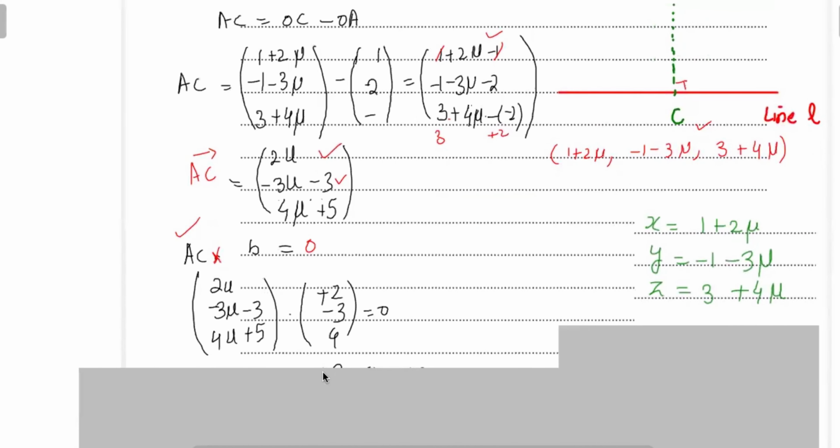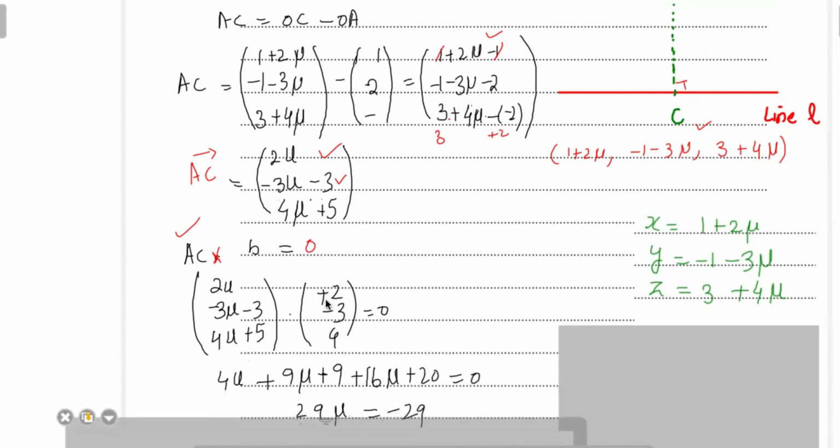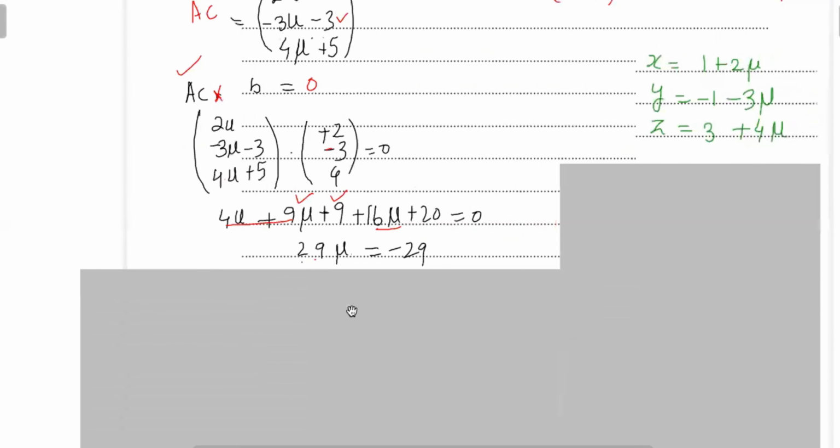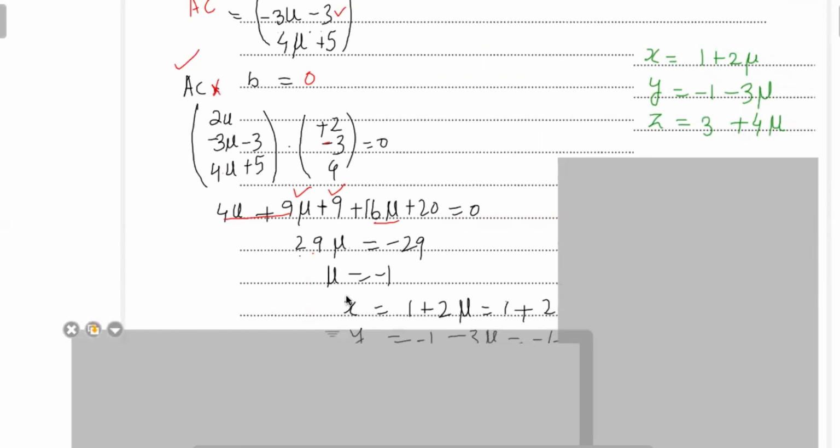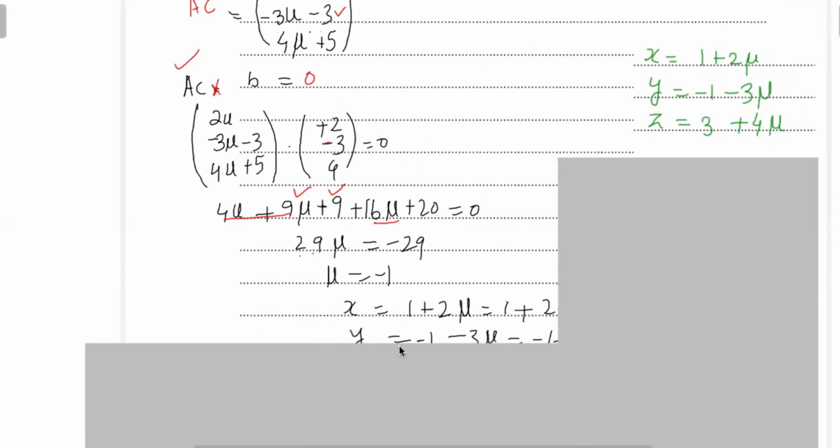Now we multiply. 2 mu multiplied by 2 gives 4 mu. Minus 3 mu minus 3 multiplied by minus 3 gives 9 mu plus 9. And 4 multiplied by 4 mu plus 5 gives 16 mu plus 20, which is equal to 0. Now we add 4 mu plus 9 mu plus 16 mu, that is 29 mu, and 9 plus 20 equals 29. Now we find the value of mu. 29 mu plus 29 equals 0, so mu will be equal to minus 1. Now we put this value in the parametric form of the line L.